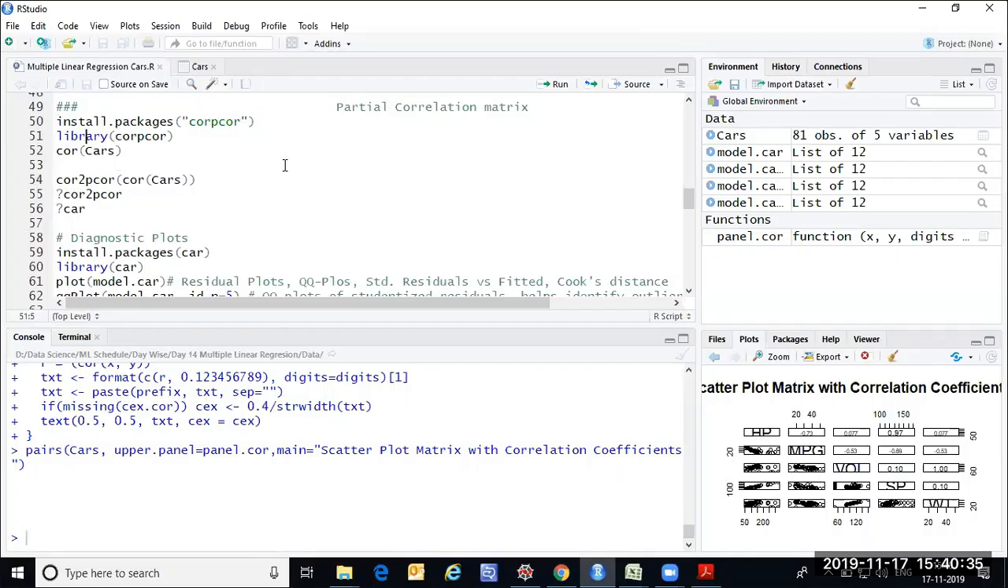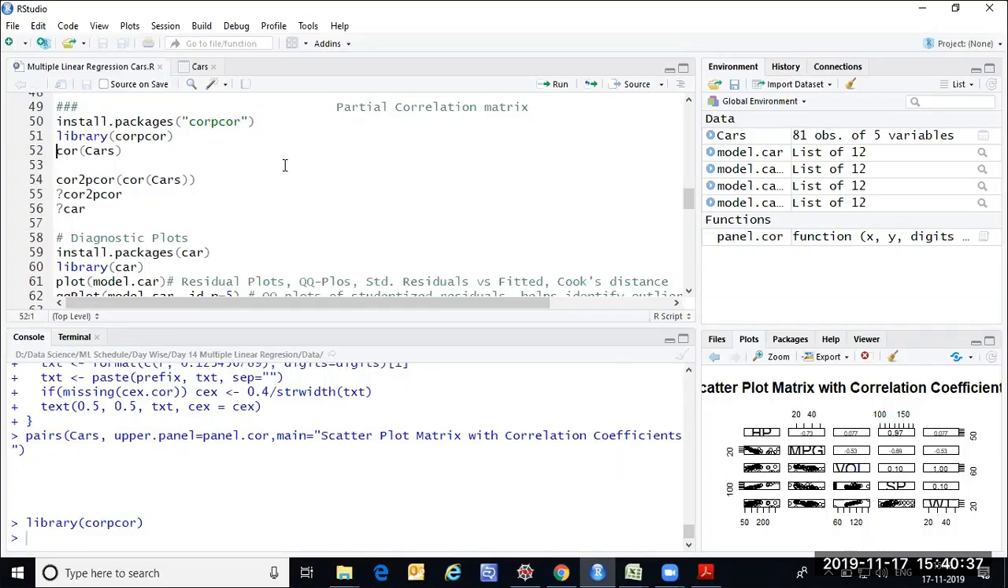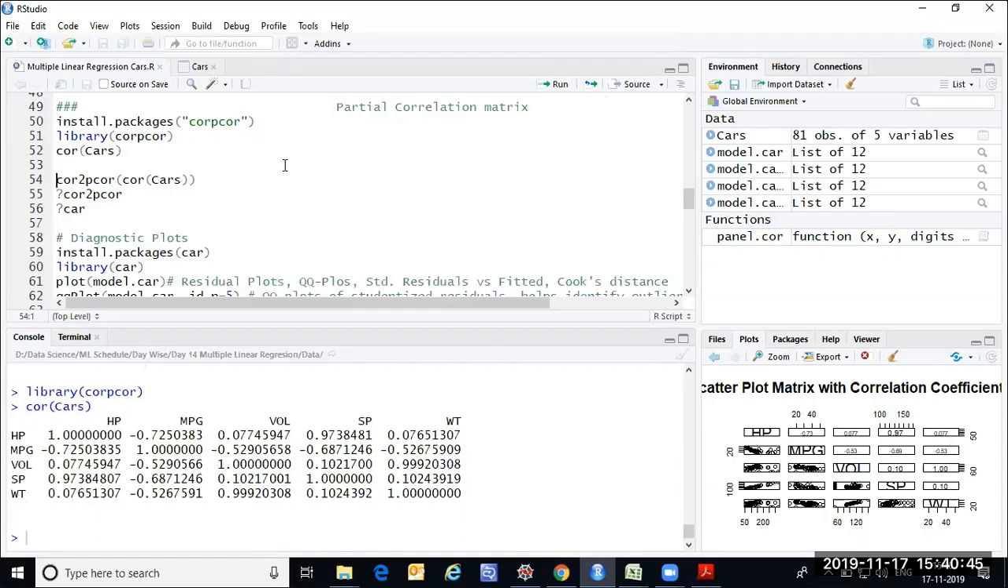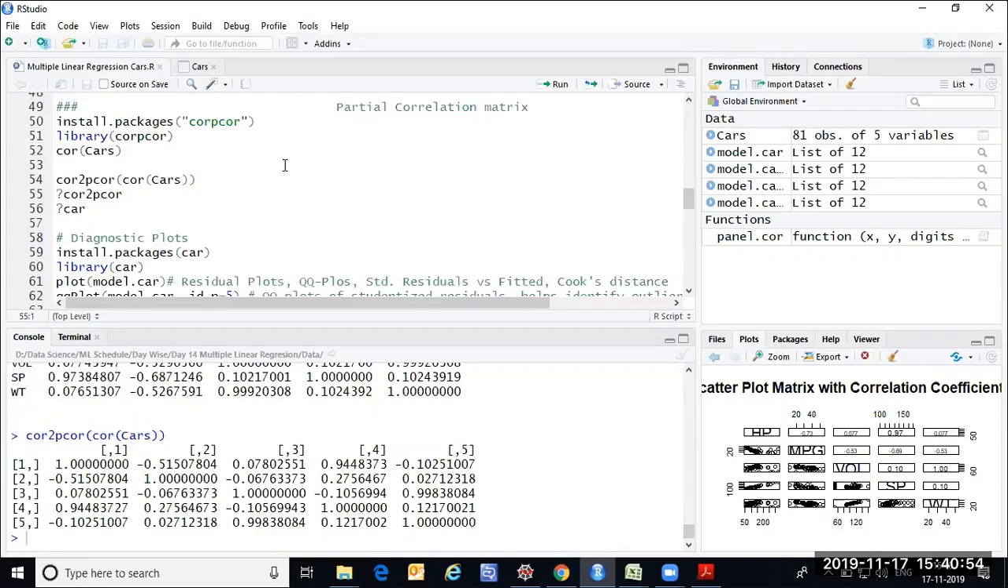So we have a package called car. cor gives the correlation matrix of the overall data set. If I do cov of the cars, it gives the covariance matrix. The above one is a correlation matrix, and this one is the covariance matrix.